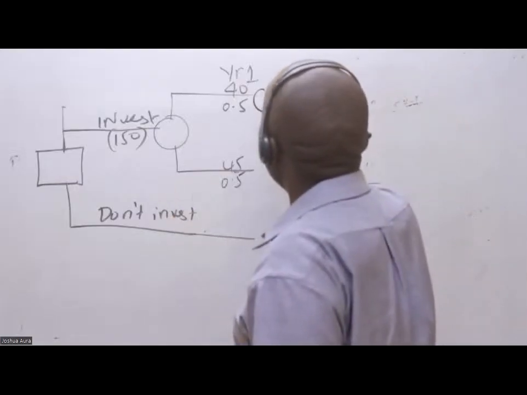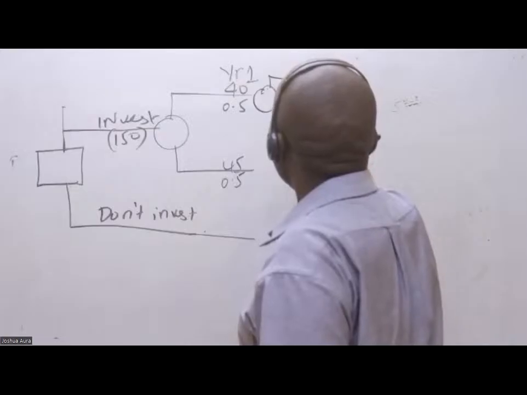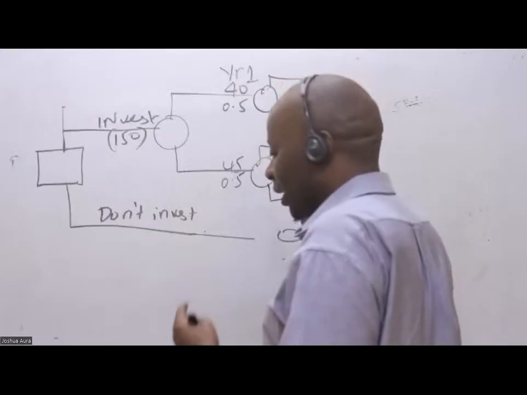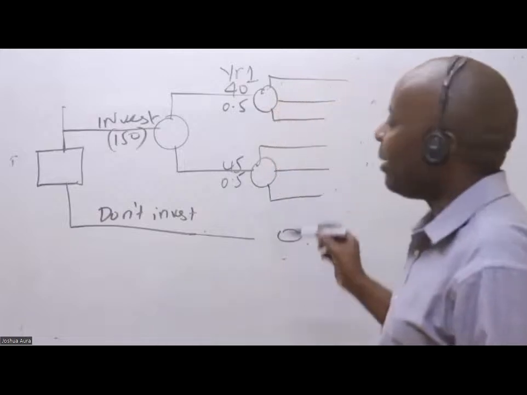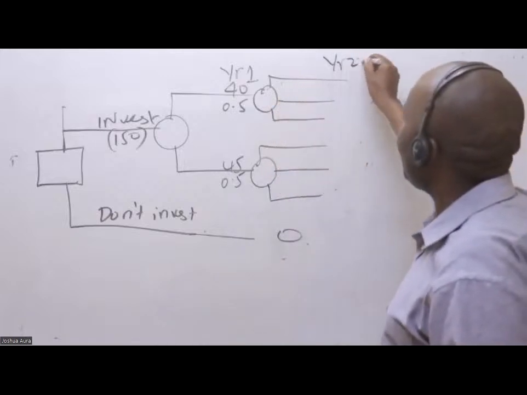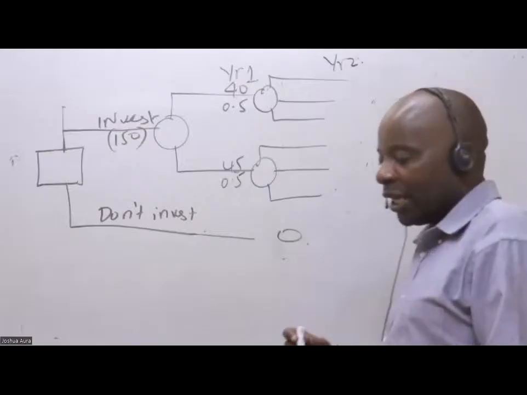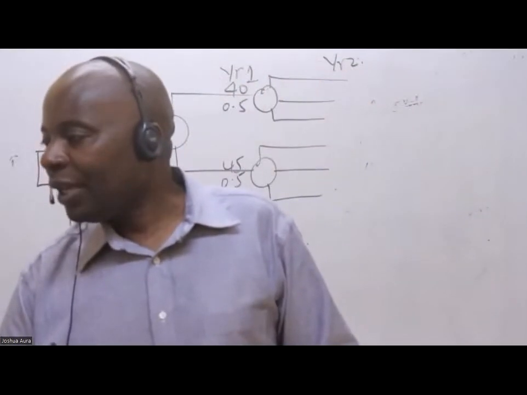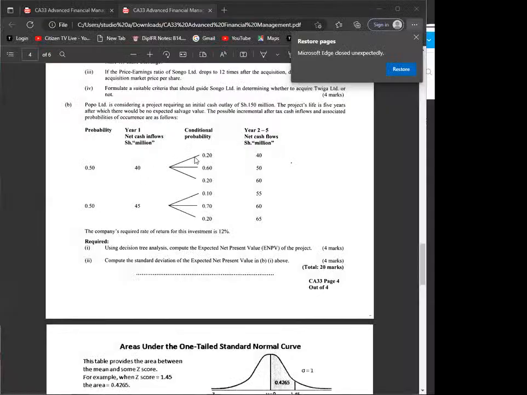There are 3 possibilities for year number 2, depending on the cash flow that we get. If the cash flow for year number 1 is going to be 40, there are 3 possibilities for year 2 to year 5. So we have 40, 50, 60.